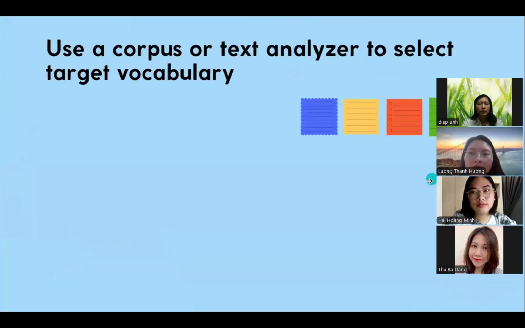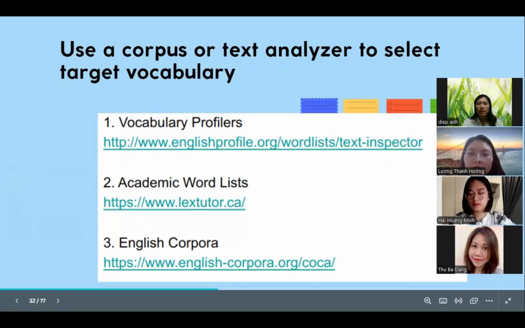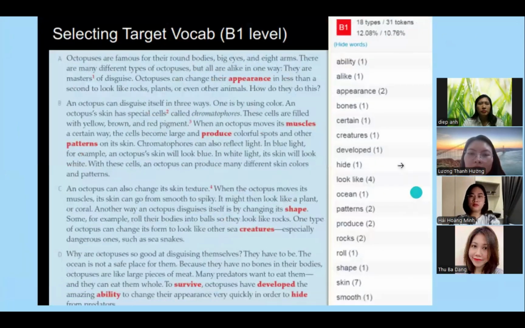Today, in my part, I would like to share about selecting appropriate target vocabulary and providing practice and recycling. Here we have some apps or websites to analyze the text and then select target vocabulary. You can see 1, 2, 3. And here we have the result after using the website and apps. We have some target vocab at B1 level.